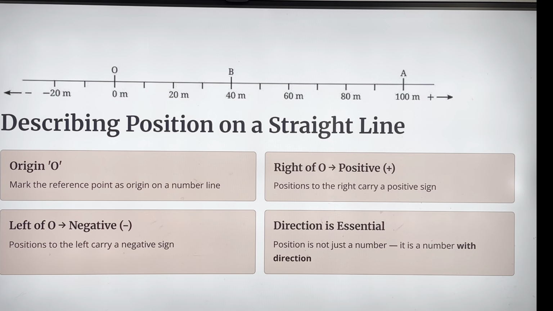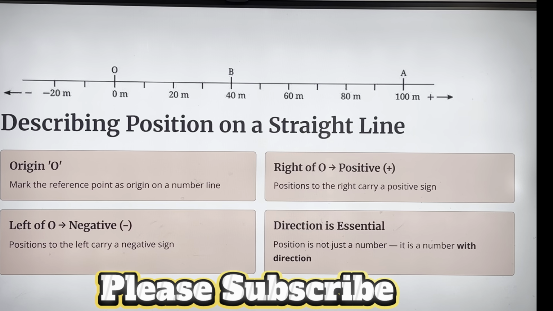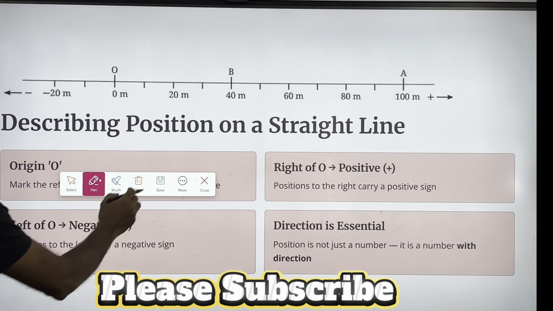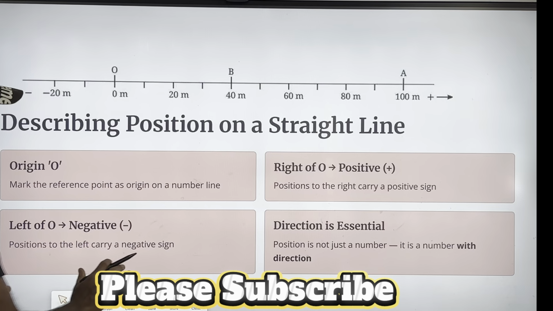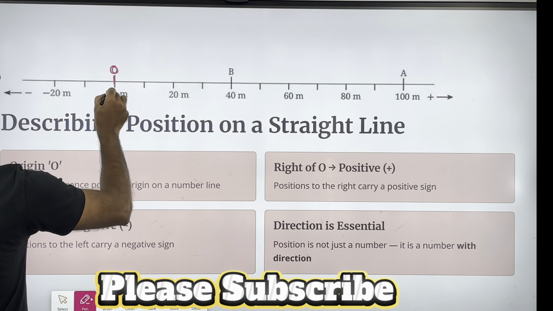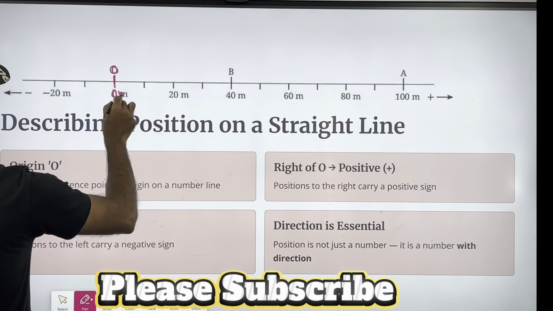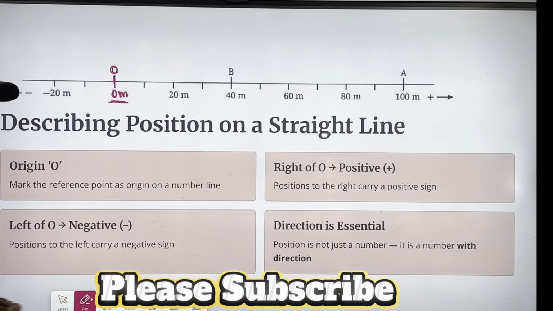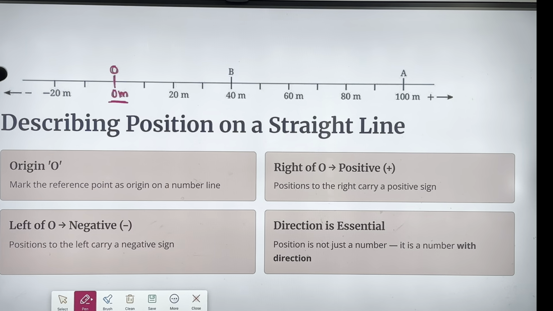Now describing the position of an object on a straight line, just consider this. To describe the position of an object, we have to take one reference point. O is my reference point, and the distance there is 0 meter. So mark the reference point as the origin on a number line.